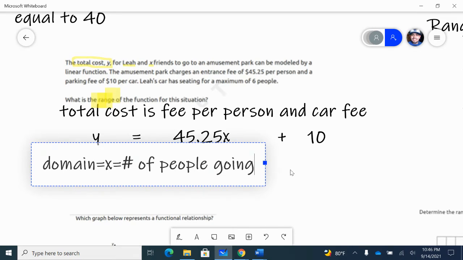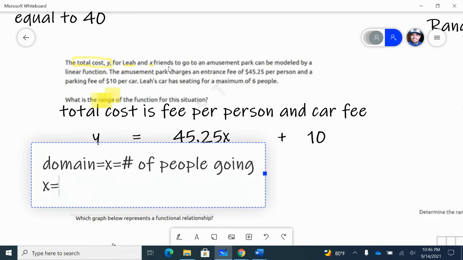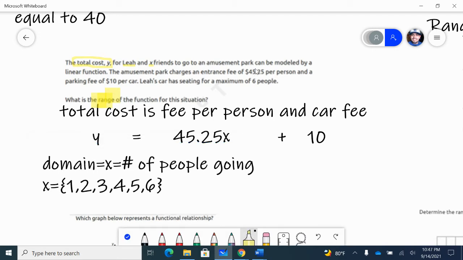How many people can go? Well, if Leah's going by herself, because it's Leah and x friends, notice how that is one person. So x can be one person, which is Leah by herself. Can two people go? Yeah. Can three? Yes. Four? Yes. Five? Yes. What's the maximum? Six. Why six? Because the car holds a maximum of 6 people. This is what you have to be careful about. See? $45.25 per person, $10 fee, maximum of 6 people. So can 7 people go with Leah? No. Altogether it's 6.